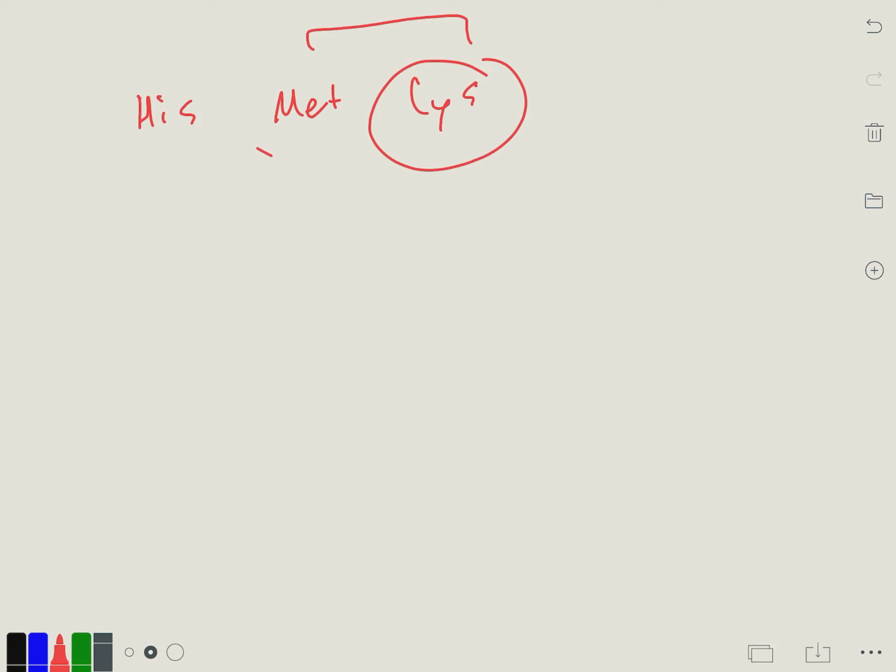Actually, that's not true. Methionine does have a sulfur in it, doesn't it? It just doesn't form disulfide bonds. Yeah. Sorry about that. No wonder people get confused. Yeah, methionine does have a sulfur, but it's just not included.